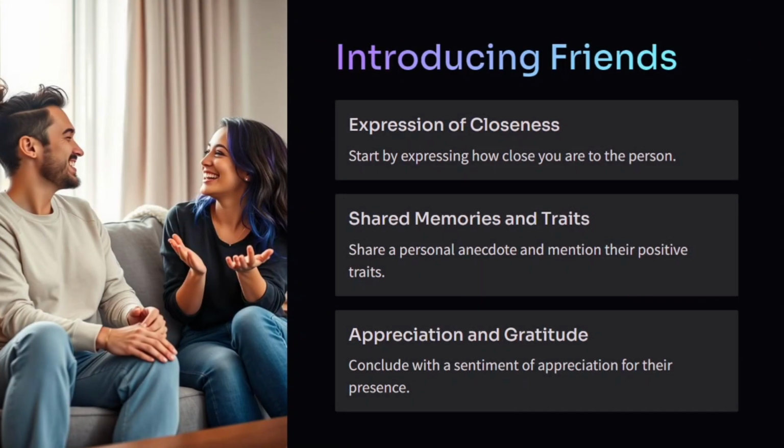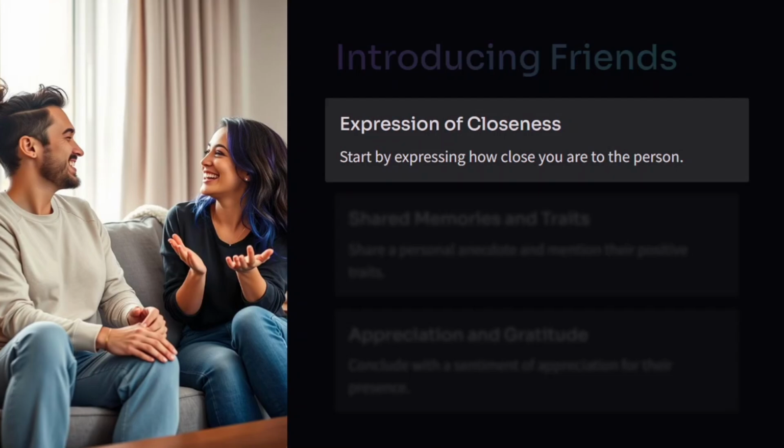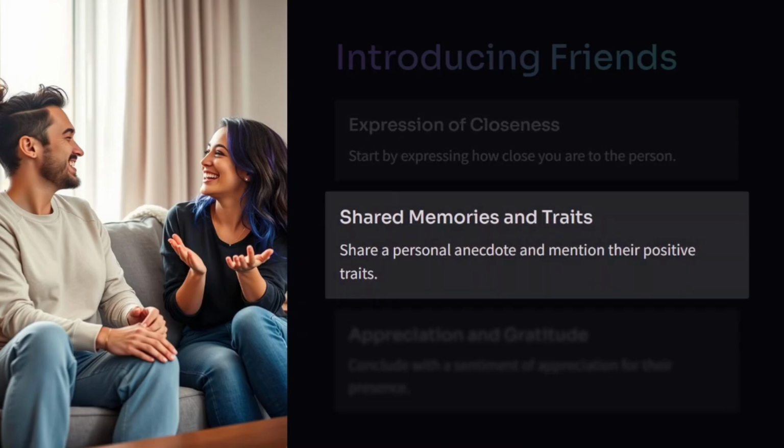Next one, how you need to introduce your friend. So these three qualities you need to remember. First one, whenever you're introducing your friends, you need to keep an expression of closeness with you. You need to be very close to your friend. Start by expressing how close you are to the person. Okay, how much bonding there is, you need to tell in words.